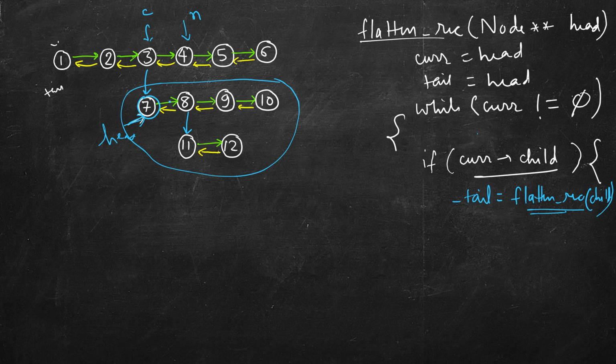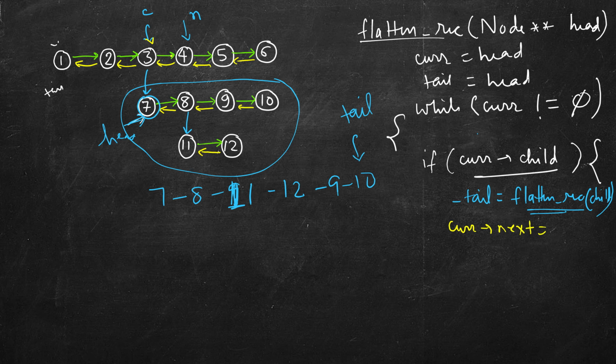So ultimately this will flatten it out and return here. It returns 7, 8, 11, 12, then 9, 10. So it returns this value and tail is pointing to this. Then we will just need simple pointer changes. So we are here at current. So current next, this next is the green pointer and previous is the yellow pointer. So current next, or I should have written it in green.